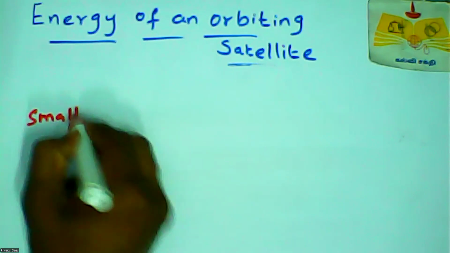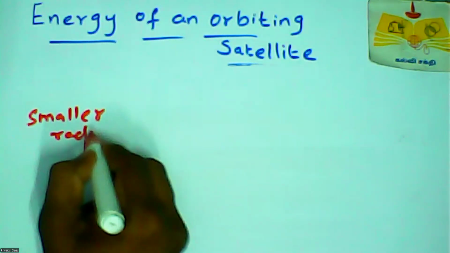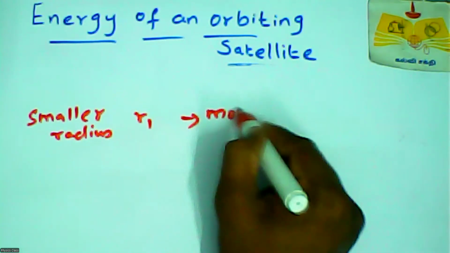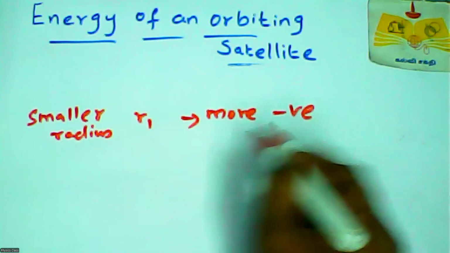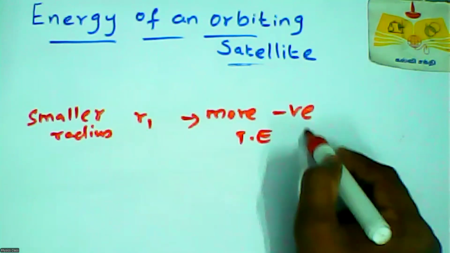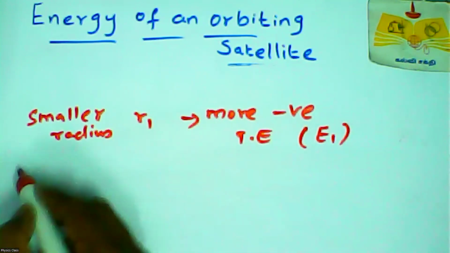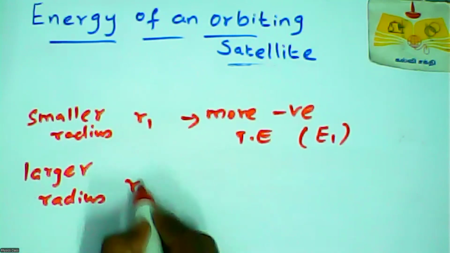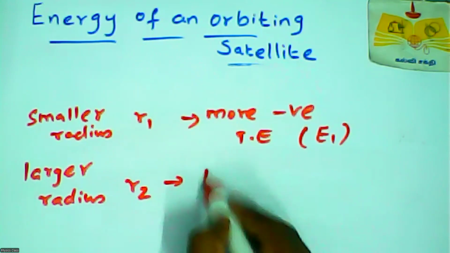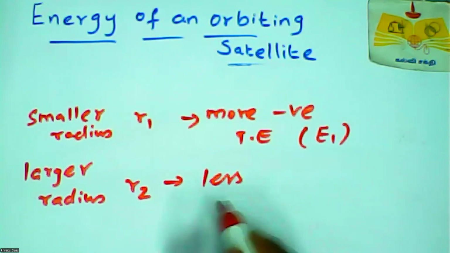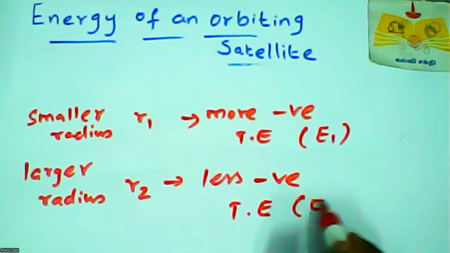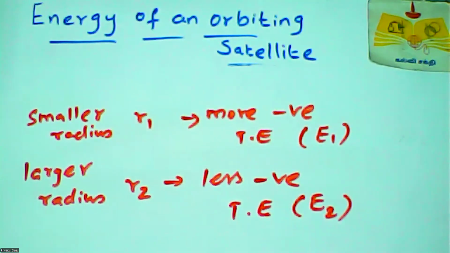Smaller radius R1 leads to more negative total energy. We can label it E1. Larger radius R2 leads to less negative total energy E2. Already we saw that in the simulation. So less negative means the value is increasing.